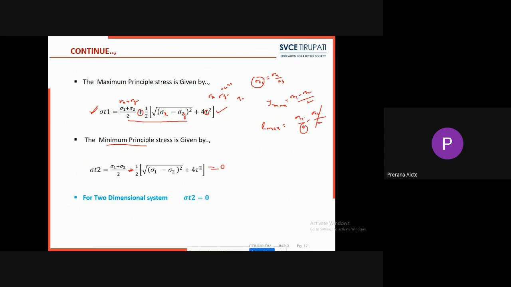How to get sigma T1? This equation you are going to calculate. Clear? Babu, do you understand? Yes, sir. Yes. What about the fourth theory?